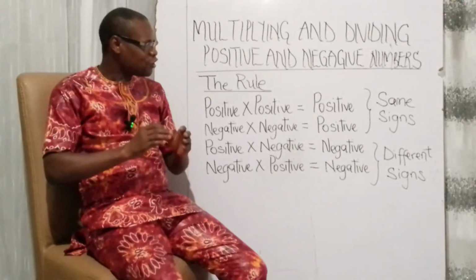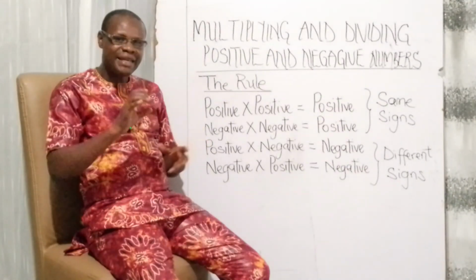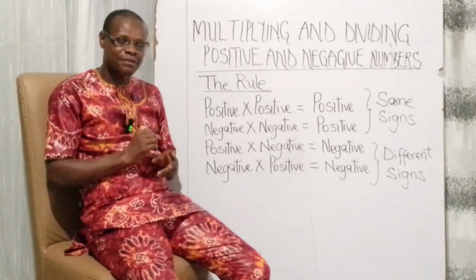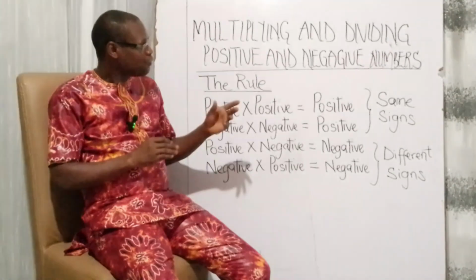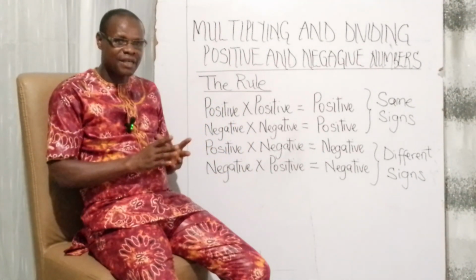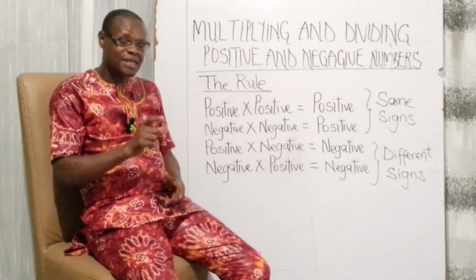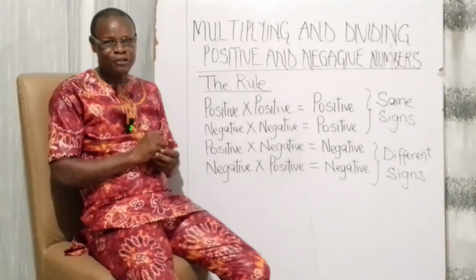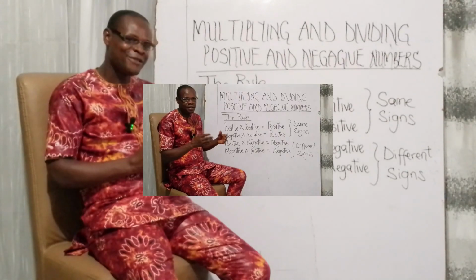Now, we are going to take a step further by learning how to multiply and divide positive and negative numbers. But first and foremost, we need to understand the rules that guide how to multiply and divide. Once we understand those rules, I can assure you that this topic is going to be a whole lot easier for you. Let's dive into the video.